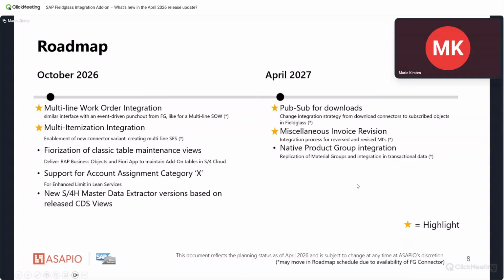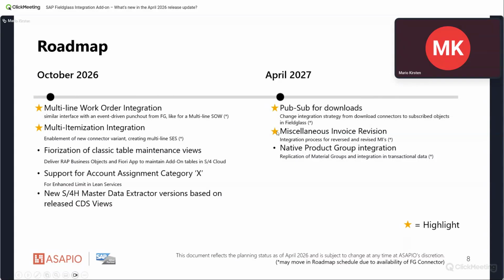Looking further into the future of the integration add-on, there's still the pub/sub functionality within Fieldglass, where we want to look into changing the integration strategy for the download connectors that are currently part of the architecture, to use the pub/sub strategy, subscribing to the data objects in Fieldglass instead of pulling the data from Fieldglass.